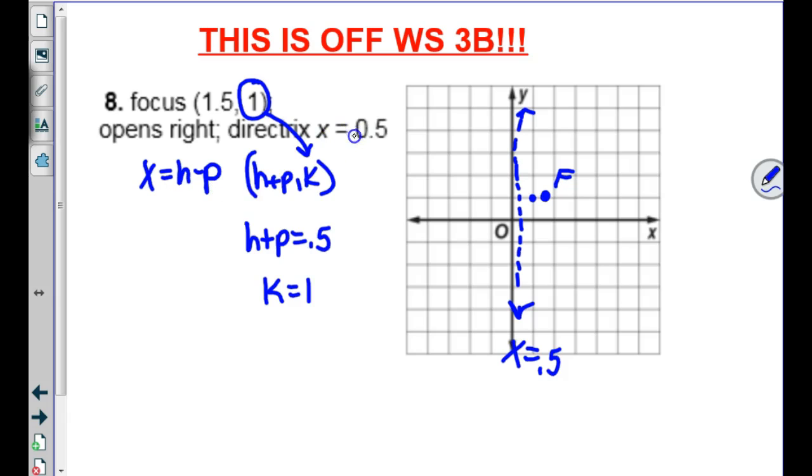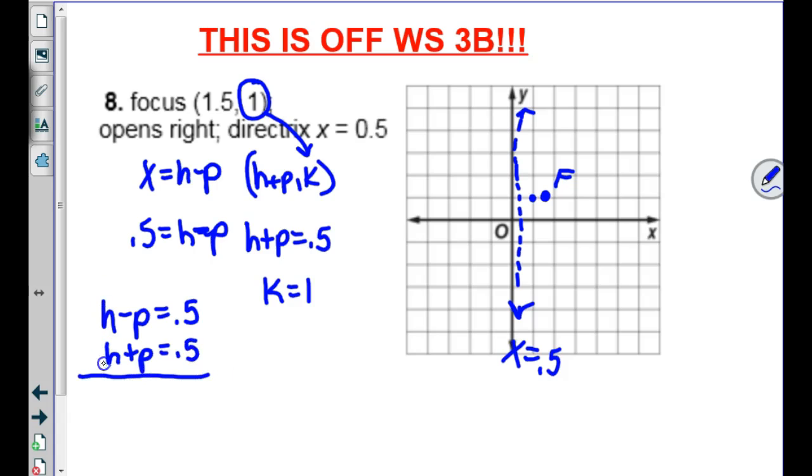And h minus p is right here, 0.5. Now, if you weren't smart enough to figure out where the vertex was on this, you would actually have to do this as a system, maybe. H minus P is 0.5. H plus P is 0.5. Anybody remember doing this? You add these together, you get 2H. The P's drop out. 0.5 plus 0.5 is 1. So you get H is a half.